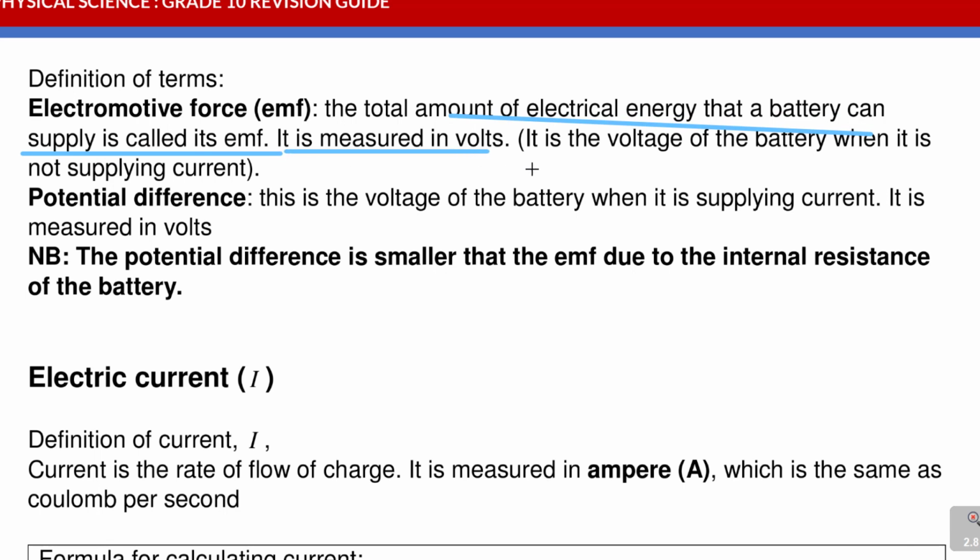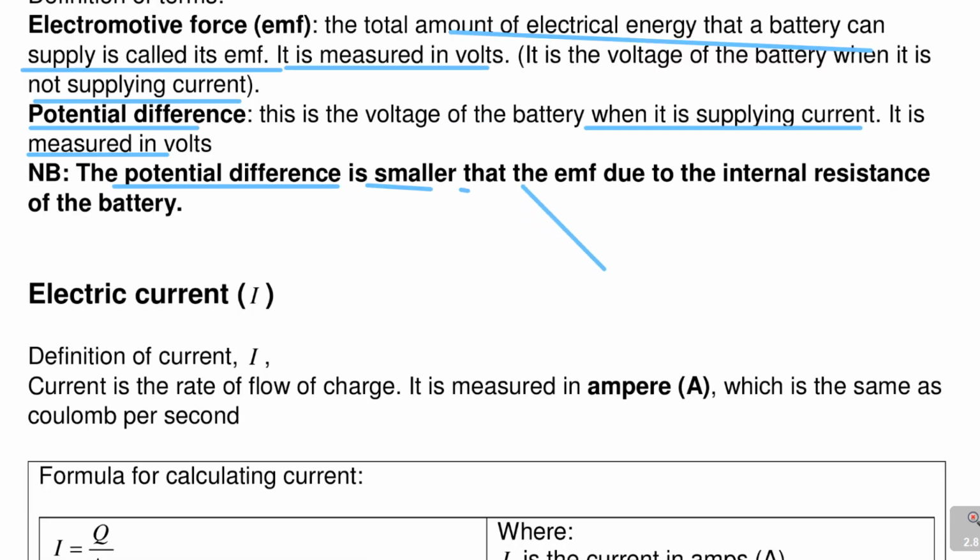It is measured in volts. It is the voltage of the battery when it is not supplying current. Then the potential difference is the voltage of the battery when it is supplying current, also measured in volts. And the potential difference is smaller than the EMF due to the internal resistance of the battery.